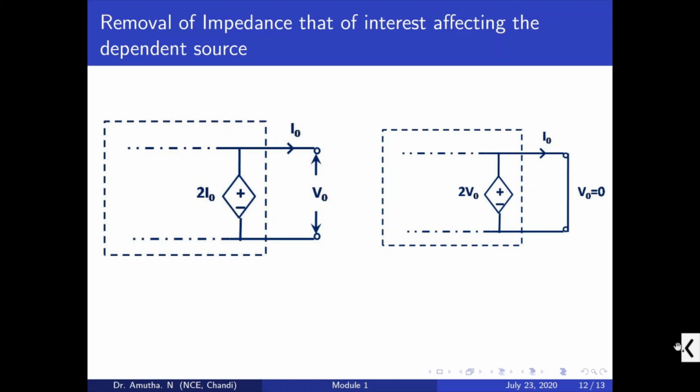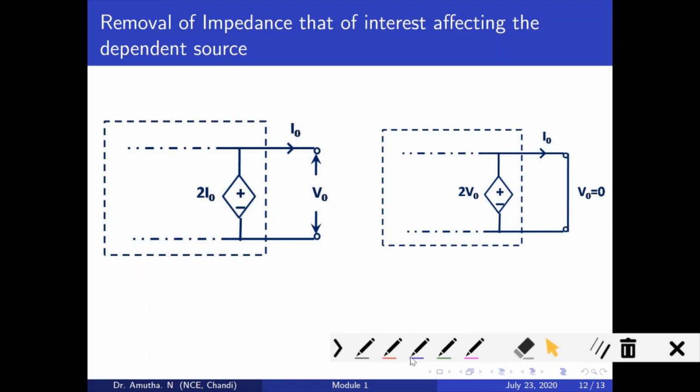Actually, this should be a current source, not a voltage source. This current source will not appear because I0 is 0, so the current dependent source will not appear. Here the voltage will be 0, so the voltage dependent source will be 0. In that case, we cannot apply Thevenin's theorem.